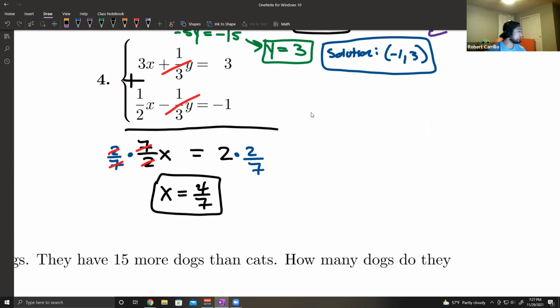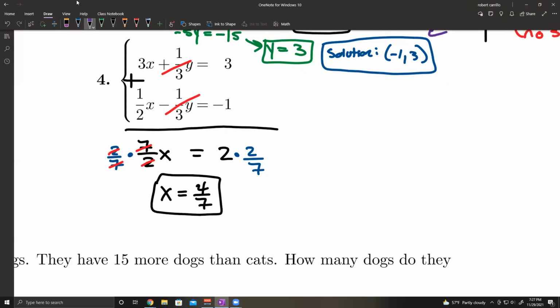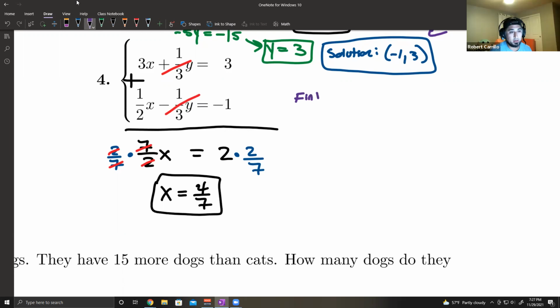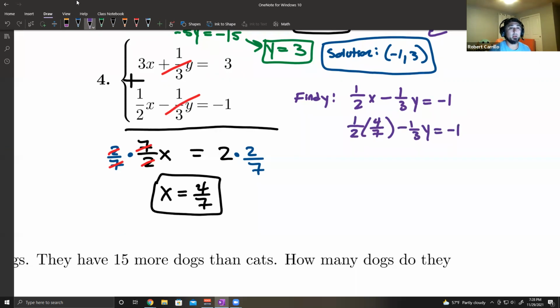Well, we still have to find y. Oh, we got to plug in 4/7. Which equation do you want to use, 1 or 2? 2. Let's use 2. All right, I'm going to say find y. We're going to use equation 2: 1/2 x minus 1/3 y equal to -1. Well, let's plug in that 4/7 for x. 1/2 times 4/7 minus 1/3 y equal to -1.